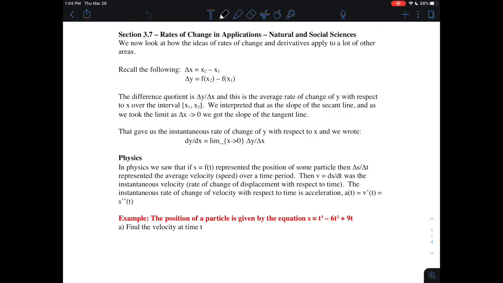Section 3.7, Rates of Change in Applications, Natural and Social Sciences. We now look at how the ideas of rates of change and derivatives apply to a lot of other areas. So first recall the following.